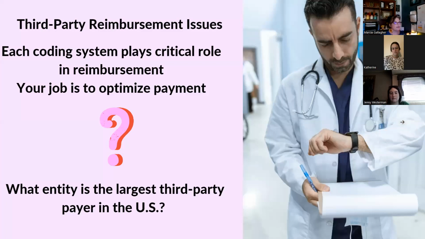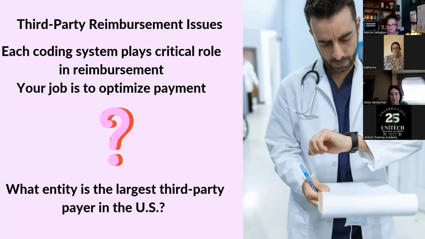So, third-party reimbursement issues. Each coding system plays a critical role in reimbursement. Your job is to optimize payment. Do you guys know what a third-party payer is? That is simply insurance. Your third-party payer is your insurance. So your question is, what entity is the largest third-party payer in the United States? It's Medicare.